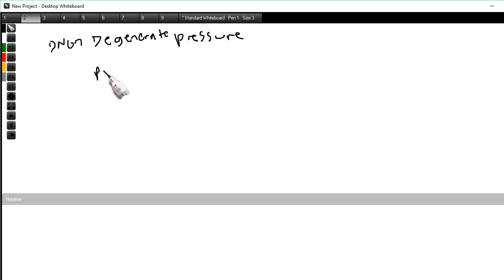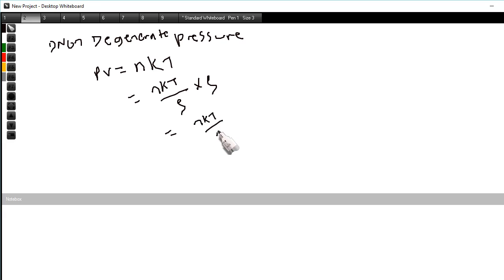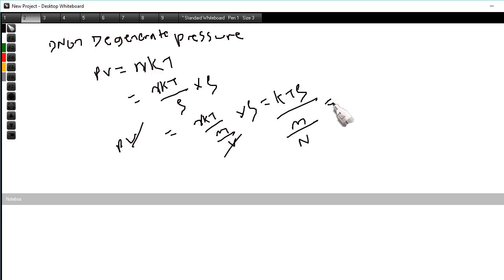It is very easy to derive. Since we know PV is equal to NkT, if I multiply this term by density, I can also divide by density. Now this term is mass upon volume into density. Now this V and this V cancel. Now that is kT rho divided by m, where 1 by n we can write as mu, and this m we can write as m_H. Okay, so this is the pressure given by the non-degenerate gas.